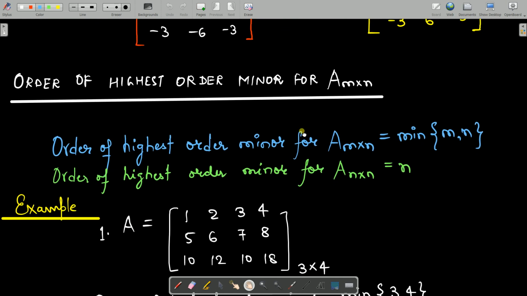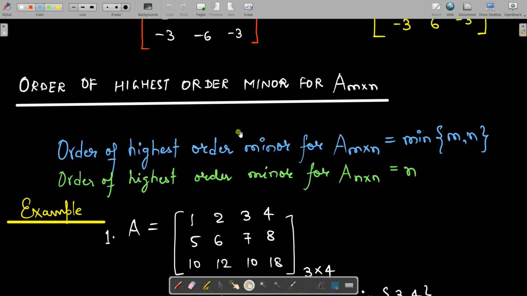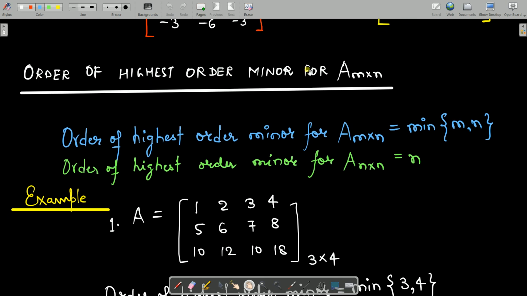Now one important term which is frequently being asked these days is the order of the highest order minor. This seems to be a very complicated statement, but forget it. It has nothing to do with anything else. Simply remember this statement as it is. That is, the order of the highest order minor of A, m cross n, is nothing but the minimum of m and n, if it is a non-square or rectangular matrix. Now if it is a square matrix, that will be simply n, but if it is a rectangular matrix of order m cross n, then it will be the minimum of these.